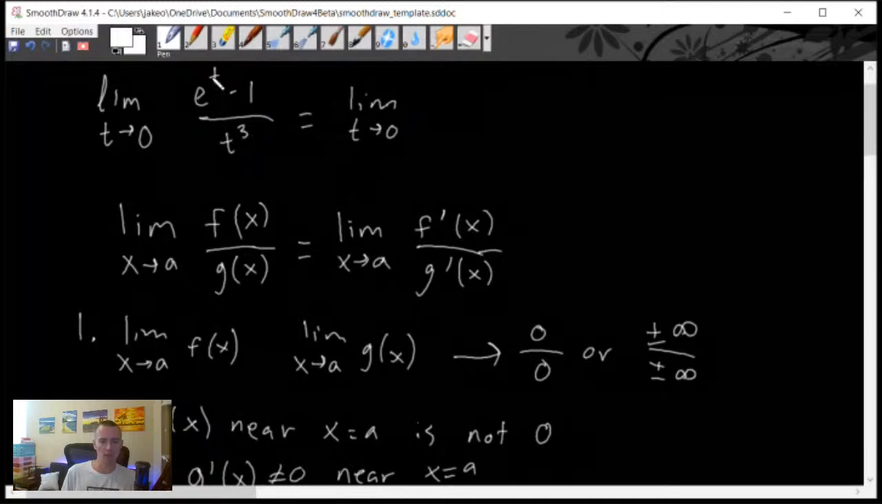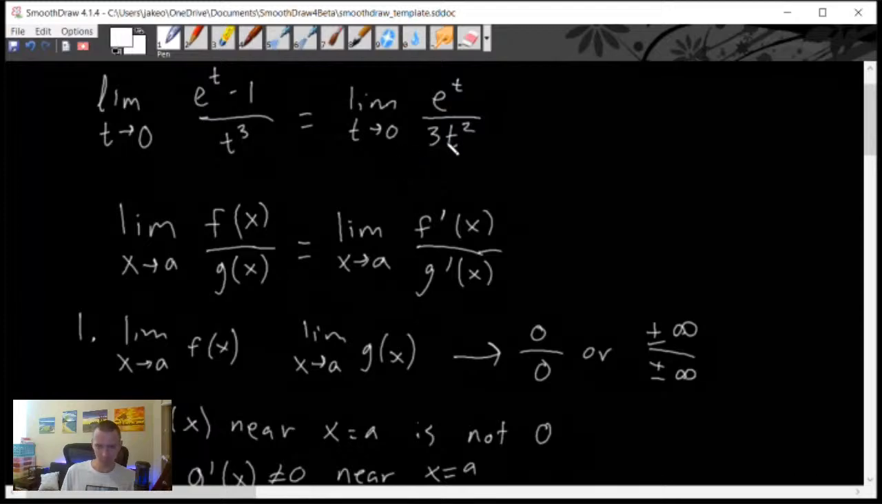Well, the derivative of this top function, e to the t, is just e to the t. And then minus 1, the derivative of minus 1 is 0, so that's just going to go away. And then on the bottom here, we can use the power rule. So we can bring the 3 down in front, keep the t the same, and then lower the power by 1.